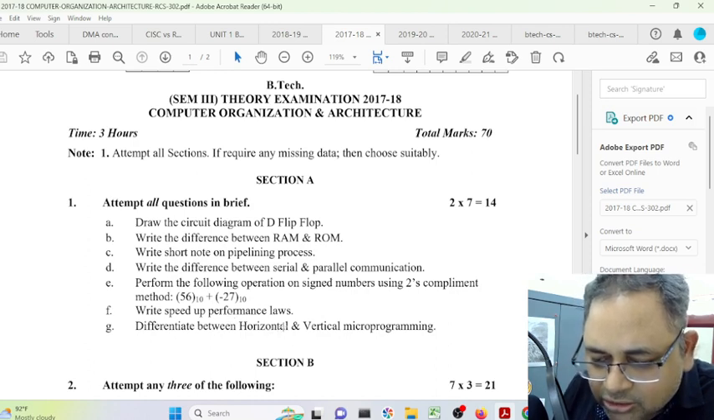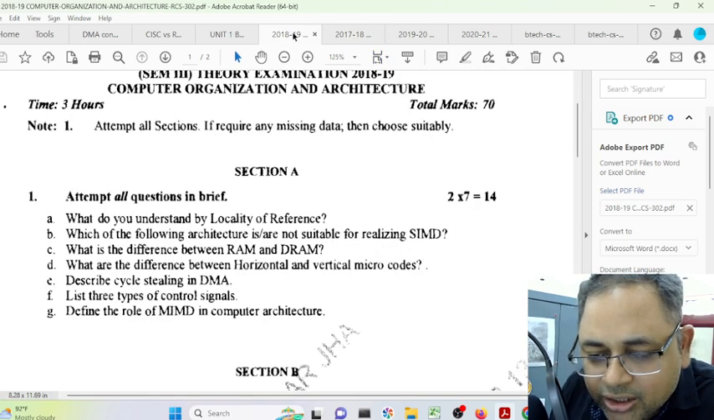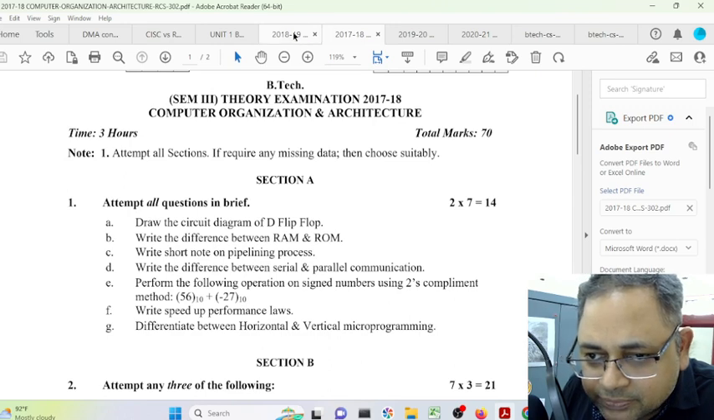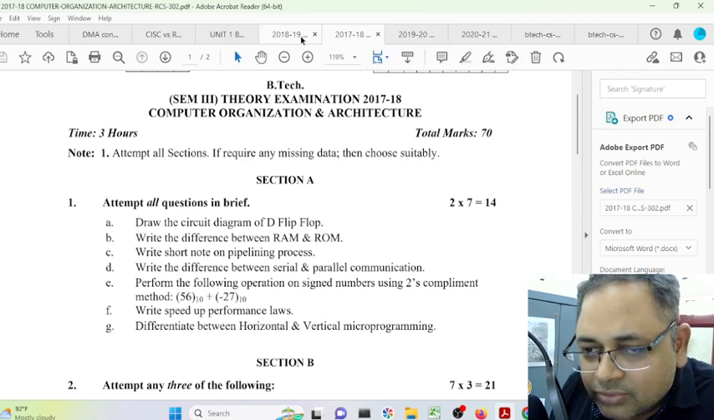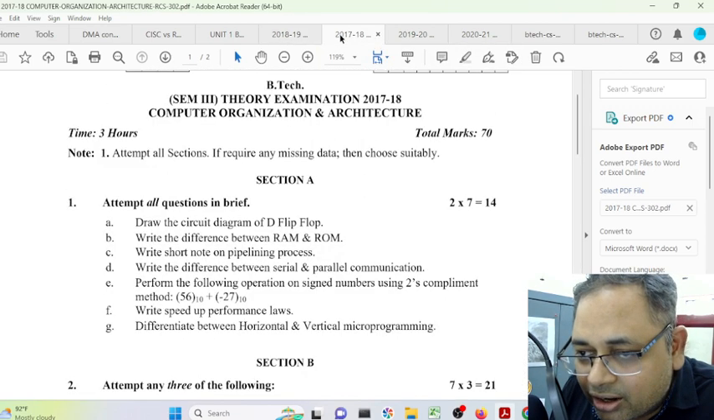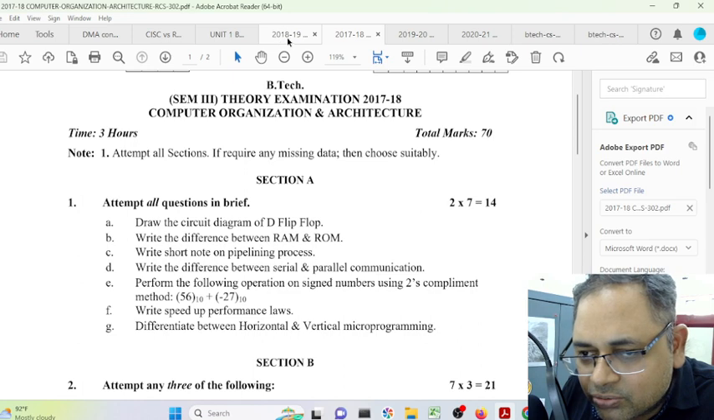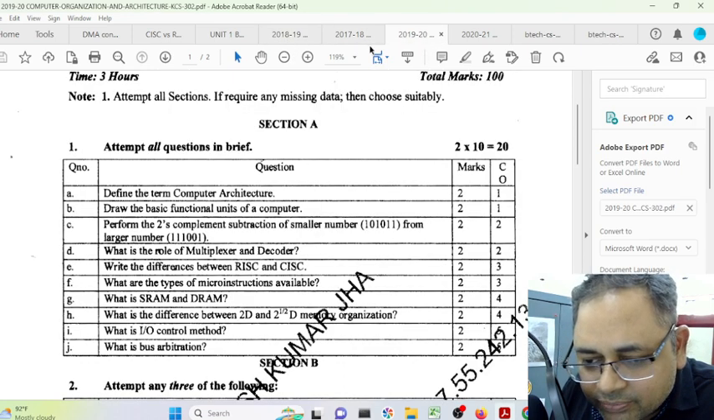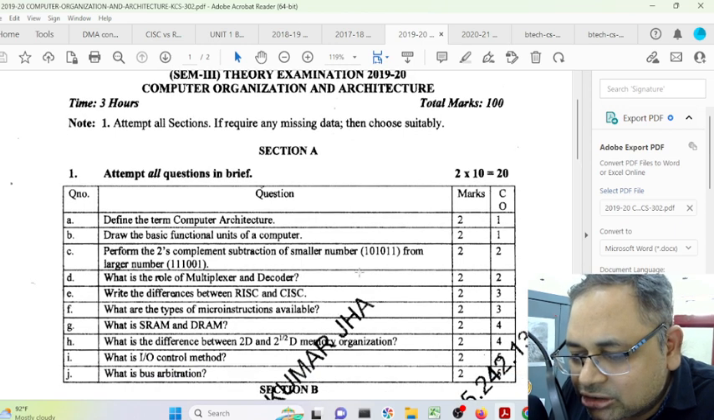And differentiate between horizontal and vertical microprogramming. Again, we can see that in the paper of 18-19 and in the paper of 17-18, memory and control unit, that's a similarity between these two. The memory and control unit are asked mostly. Then coming to 19-20, you can see that subtraction using 2's complement is a regular question in AKTU, in decimal or in binary. So this is the basic question here in the paper of 19-20.